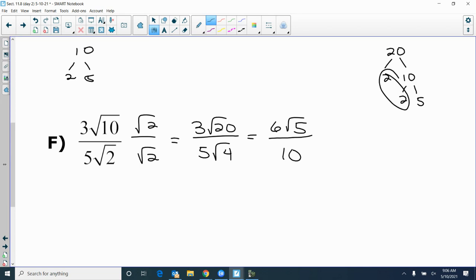Simplify the constants on the outside. The 6 and the 10, what does it simplify to? 3 square root of 5 over 5. Good. 3 square root of 5 over 5. Take off a point out of 4 if we didn't simplify.